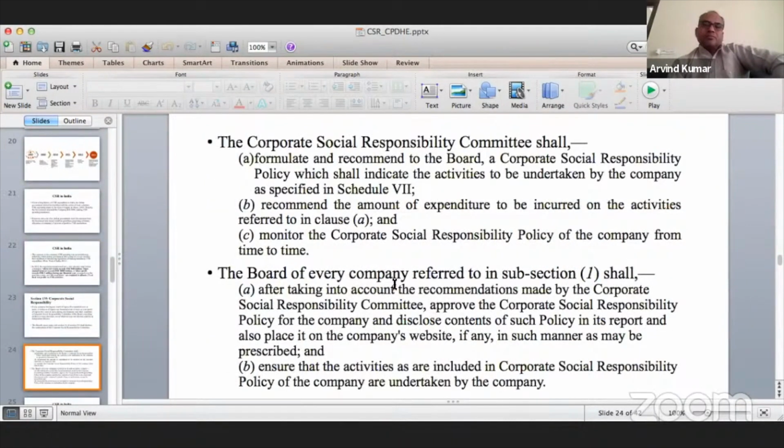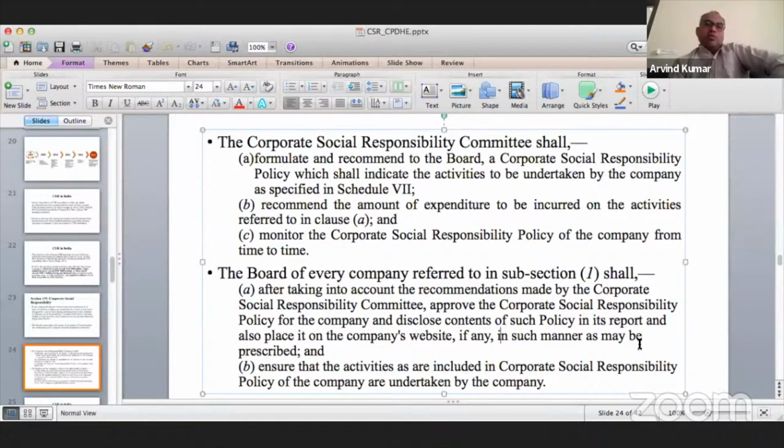There would be a committee. The CSR committee would formulate and recommend to the board a CSR policy, recommend the amount of expenditure to be incurred on the activities, and monitor the CSR policy of the company from time to time. That is the role of the CSR committee. And there would be a board. Every company referred to in subsection 1 will have a board, and the board also has responsibilities: approve the CSR policy on the recommendation of the CSR committee, and disclose the contents of the policy in its report. The basic idea is that the committee and board are supposed to work hand in hand. Whatever the recommendation of the CSR committee, it has to be aligned with the board.